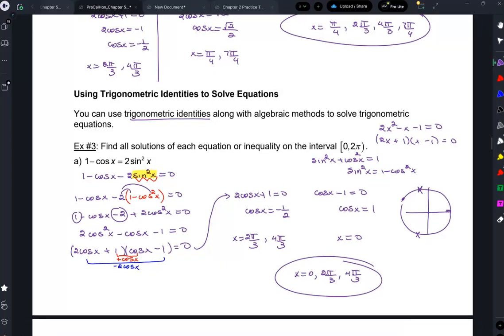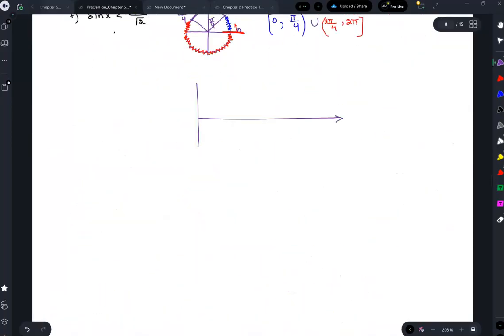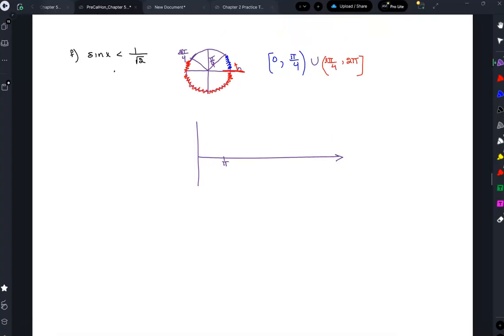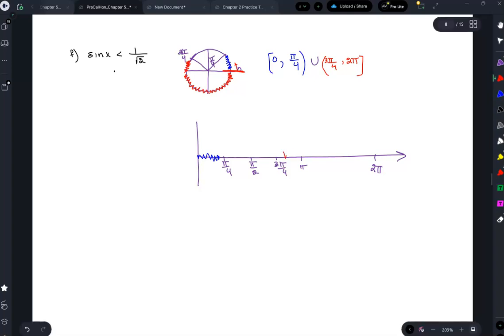This is over the interval 0 to 2 pi, right? So if you go here, this is pi over 4, pi over 2, 3 pi over 4, and then pi, and so on. And 2 pi is all the way here. So from 0, that's this region, and then that's this region. Do you see how there's only one way to do that? Okay, any other questions on this?